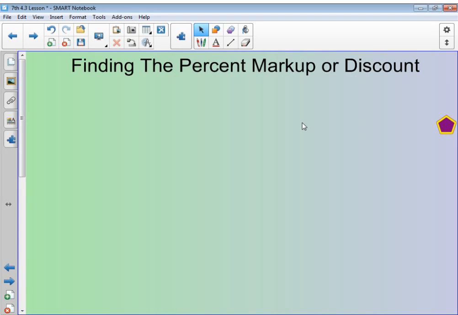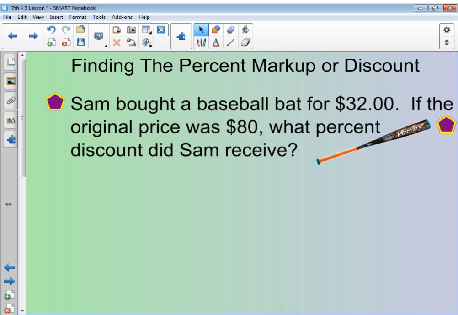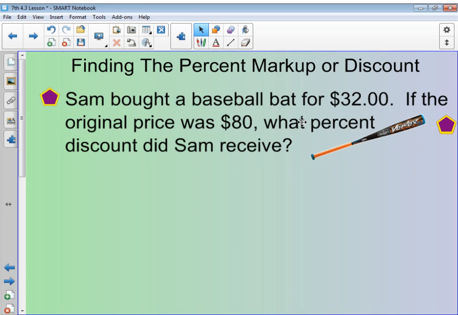In this part of the activity, they're going to give us the original price, give us the sale, either the marked up or the marked down price, and then they're going to ask us to find the new percentage. For both markups and discounts, they're both very similar to each other. Okay, so here's a scenario. It says Sam bought a baseball bat for $32. If the original price was $80, what percent discount did Sam receive?